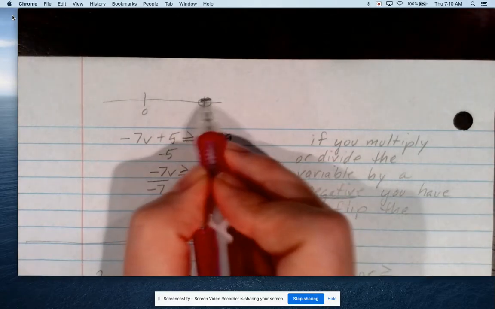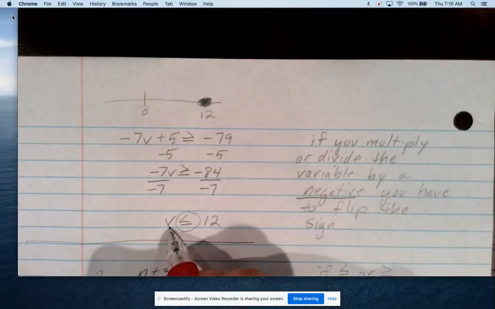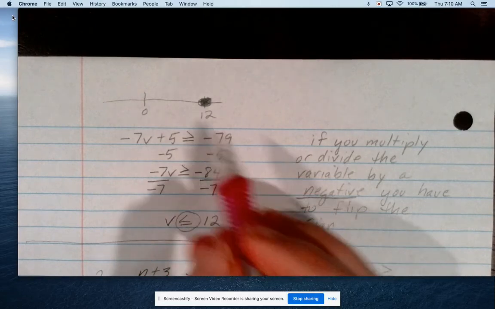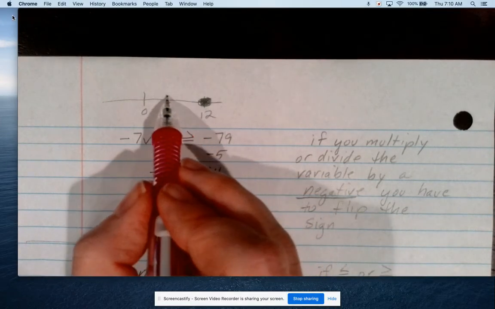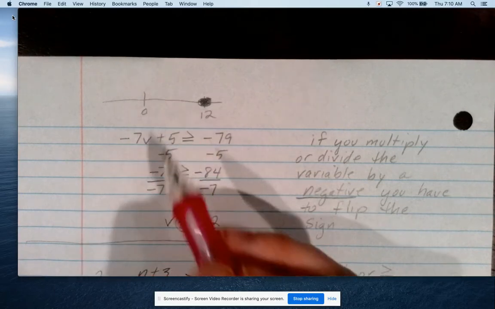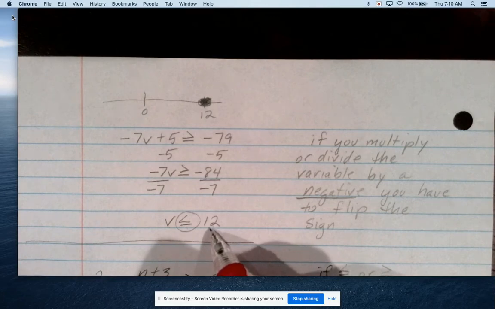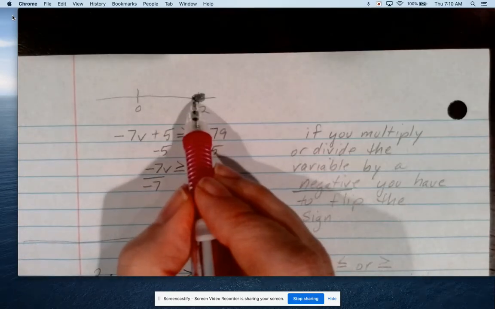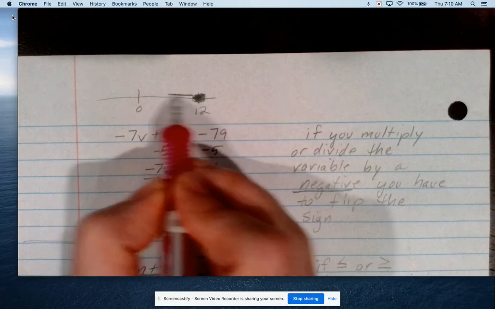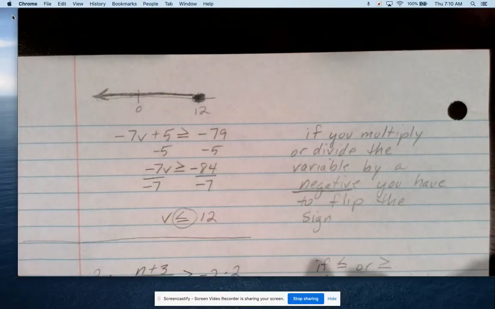Now the variable is less than or equal to. So that means the variable can be 11, the variable can be 2. It can be anything that is less than or equal to 12. So I'm including 12, and I'm going to shade in to illustrate that the variable can be anything less than or equal to 12.